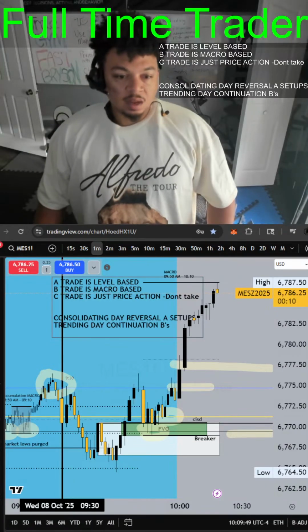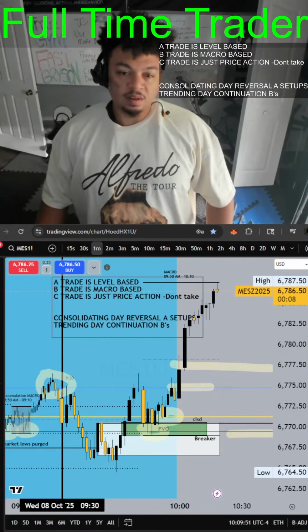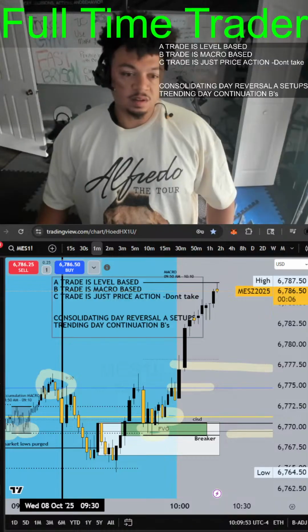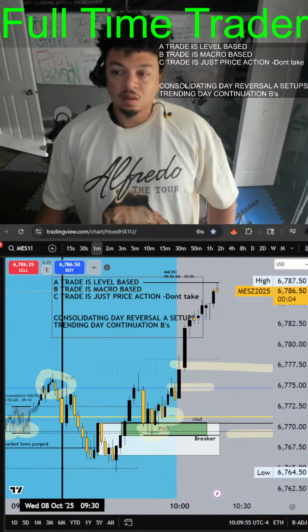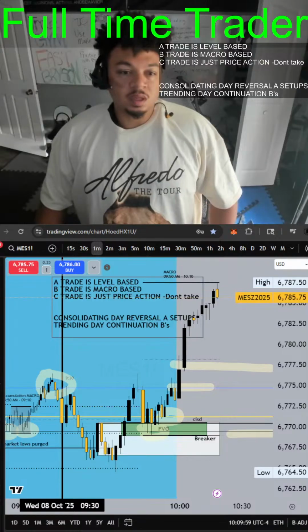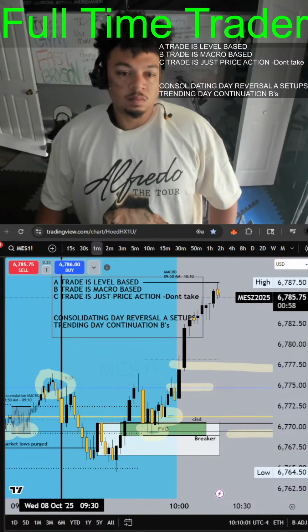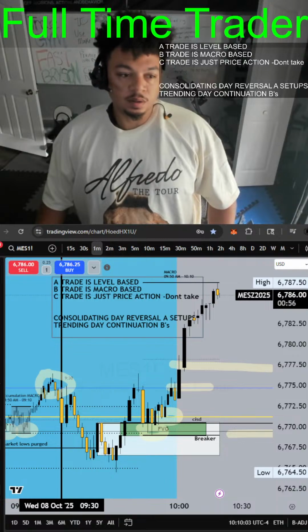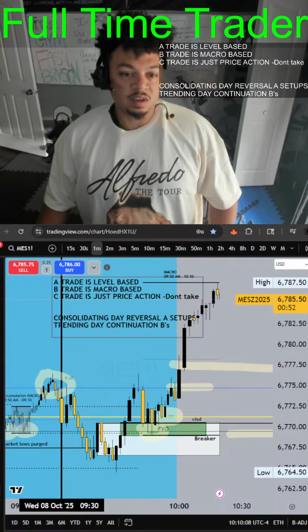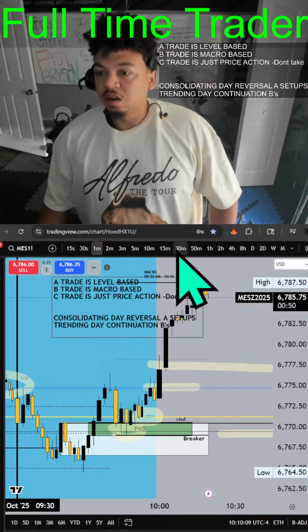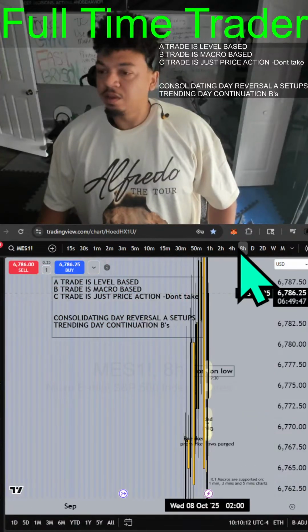So YM is at London low for a potential sell, or midnight open for a potential sell. And then the other ones are way above. MNQ and ES are way above current price action from the morning. So let's look at the higher time frame perspective just to make sure that we're keeping everything in alignment.